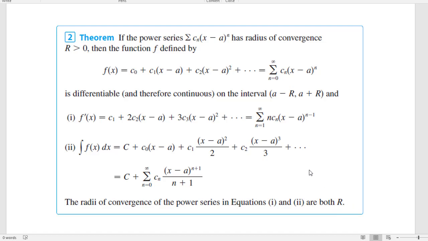So this theorem is really cool. Says two things to me. I can differentiate and integrate a series, and the radius of convergence won't change through either of those processes.